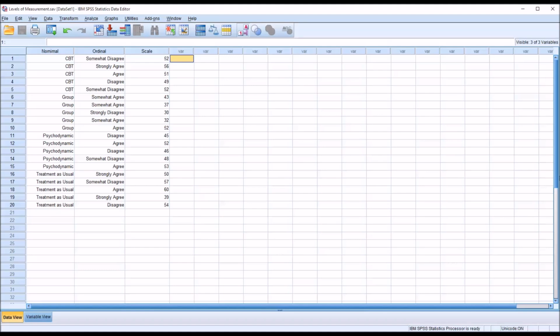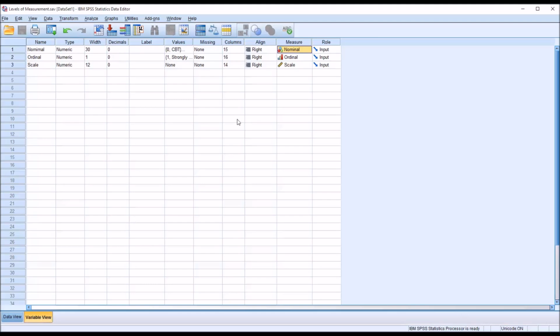In counseling research, we recognize four levels of measurement: nominal, ordinal, interval, and ratio. And you can see here I have three variables. These are fictitious data. I have three variables loaded in the data view: nominal, ordinal, and scale. And if I move over to the variable view under measure, you can see nominal, ordinal, scale.